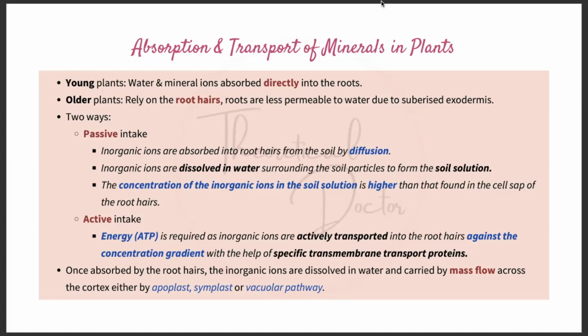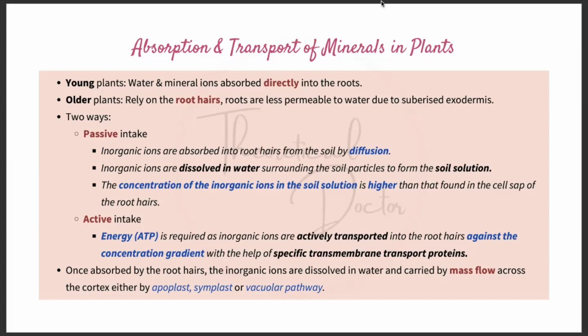Next is active intake. Energy or ATP is required as inorganic ions are actively transported into the root hairs against the concentration gradient with the help of specific transmembrane transport proteins. In active intake, energy is required because they need to move against the concentration gradient, whereas in passive intake, they move down the concentration gradient, so no energy is required. Through passive and active intake, once they have been absorbed by the root hairs, these minerals are dissolved in the water and carried by mass flow across the cortex either by Apoplast, Symplast, or Vacuolar pathway.